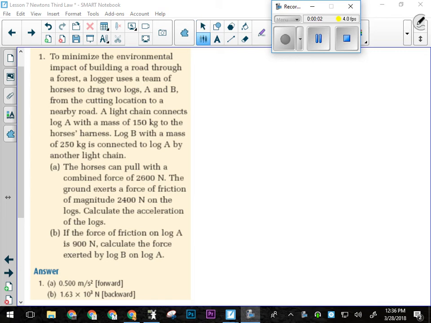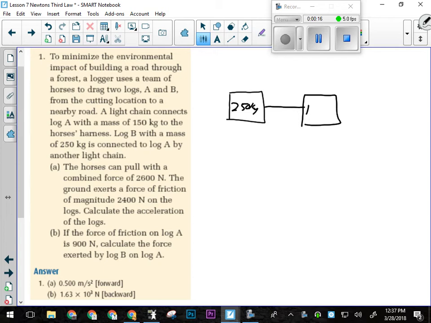Okay, so for part A here, obviously we just want to draw a free body diagram of the system. I am going to keep the masses separate on that diagram because part B requires us to separate the masses. So we have a 250 kilogram log attached by a chain to a 150 kilogram log that is being pulled this direction by 2,600 newtons worth of force. We also know that in total, there's 2,400 newtons worth of friction on the entire system.